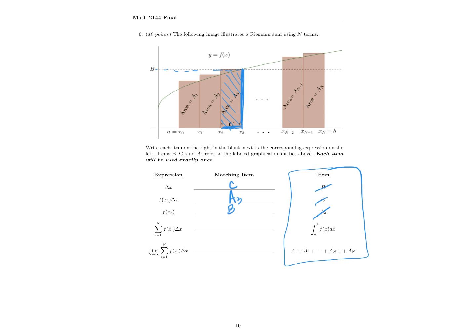The sum from 1 to n of f of xi times delta x, that would be the sum of each of these areas added up. So this is going to be a1 plus dot dot dot plus an. And then the limit as n goes to infinity of that sum is going to be the entire integral. So if I let the number of rectangles go to infinity, those rectangles are going to get skinnier and skinnier, and it will give us the actual integral.